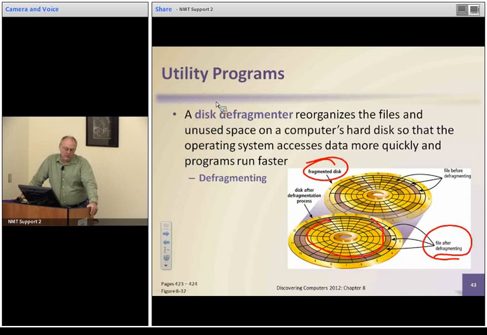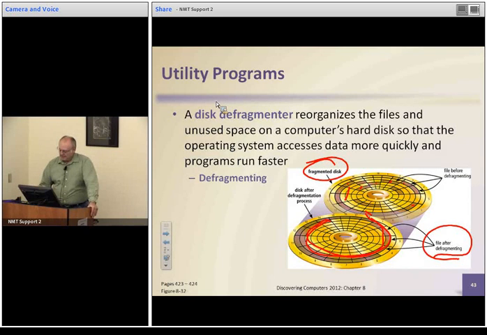Why is that important? Well, if your disk is fragmented too much, it can slow it down, because if you want to read this data, it's got to read here, here, here, here, here, here, here, here, here. If it's in one space, it starts reading and just gets it all in one go.